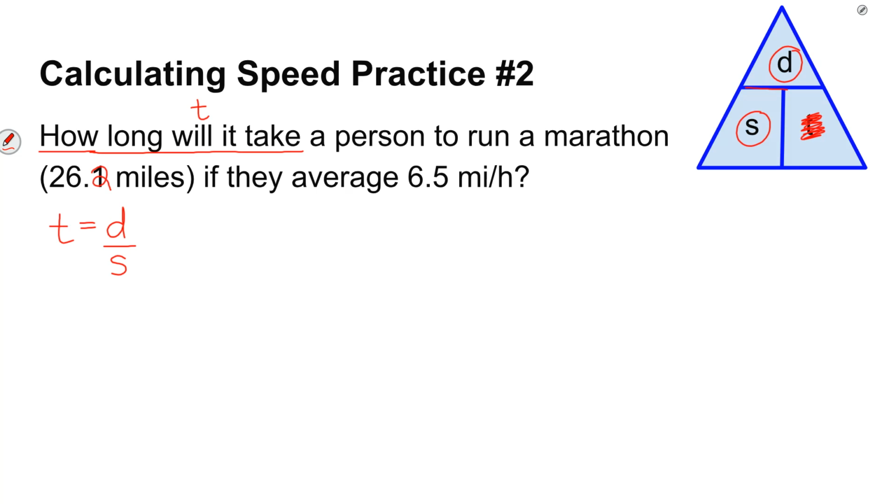Second step, I'm going to define my variables. D equals, S equals. I've got 2 things in my question. So 26.2 miles. I know miles measures how far, which is a distance. So that is my distance. And then what I'm left with, 6.5 miles per hour, that's a distance over a time, which we know is a speed. So that's my speed.